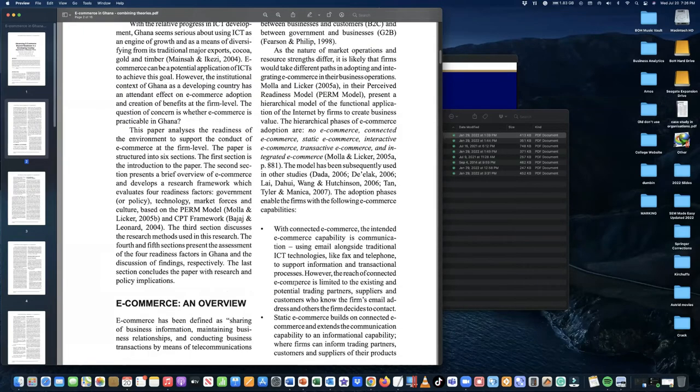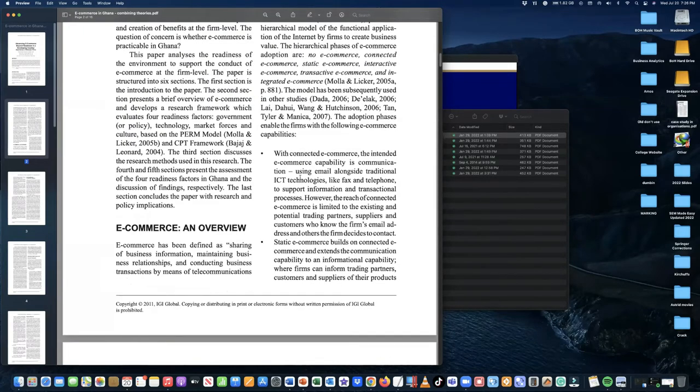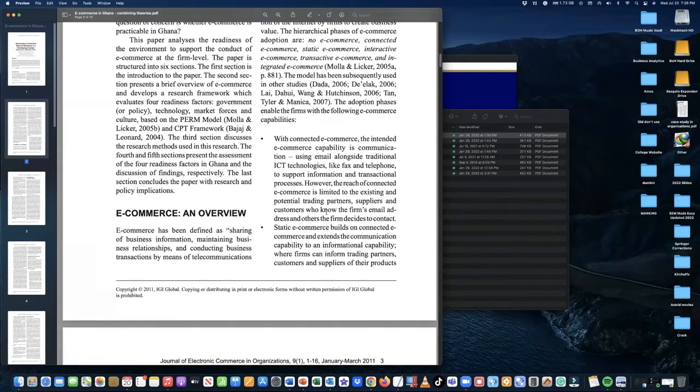In fact, the definition explanations are even here. So at the connected e-commerce level, the intended e-commerce capability is communication. So your focus is on communication: email alongside traditional ICT like fax and telephone. Now you can use that to even connect to your trading partners. See, they are all linked together.